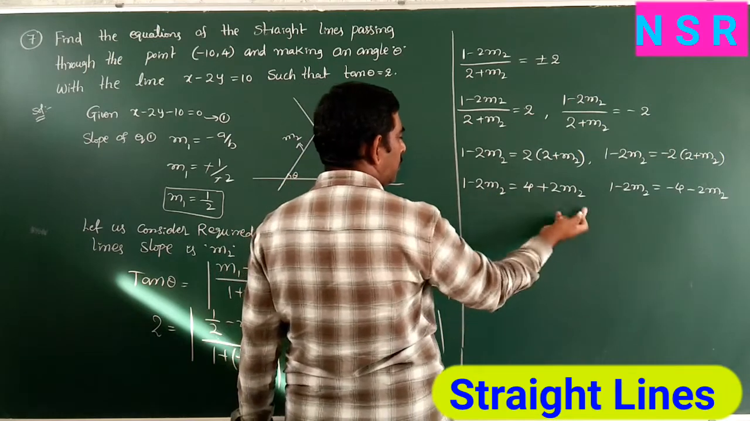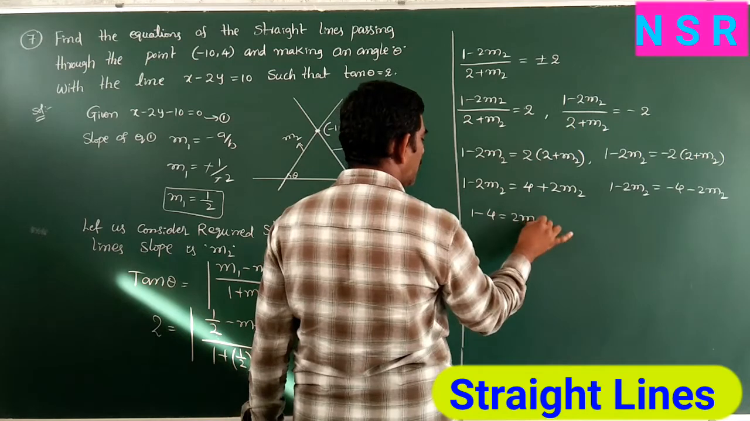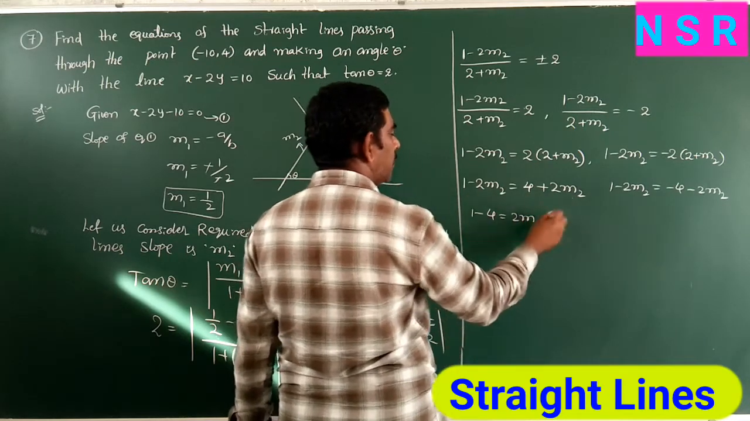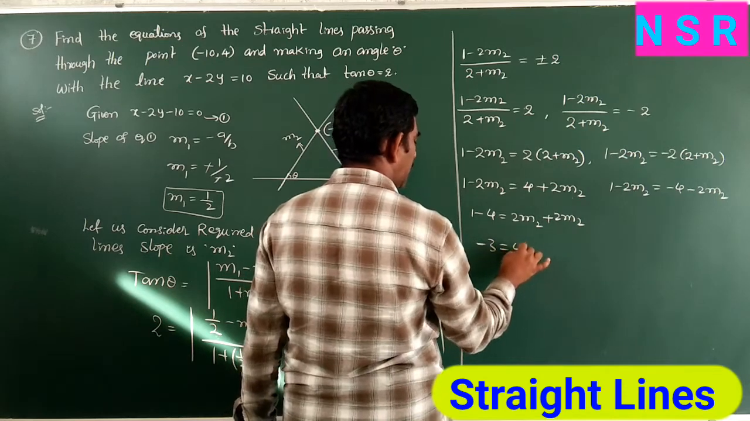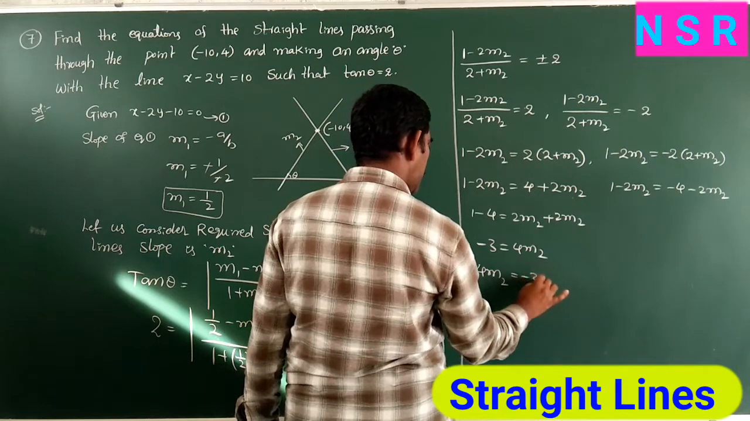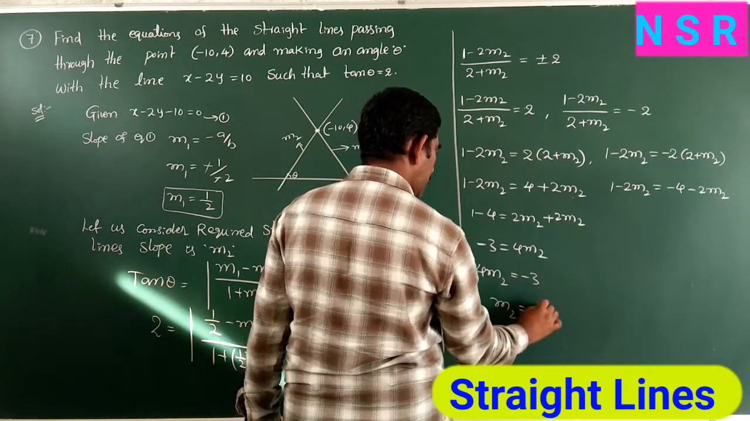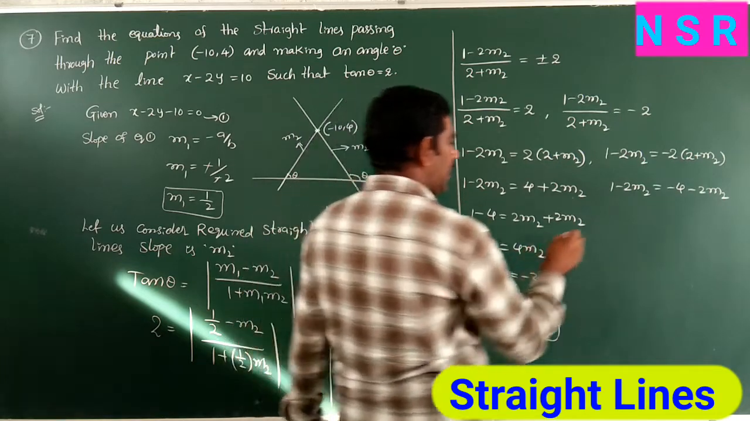So moving −2m2 to that side and 4 to this side, 1 − 4 equals, here 2m2 is already there, and moving the minus to this side it becomes plus 2m2. So −3 = 4m2. Now 4m2 = −3, so m2 = −3/4. So we get one m2 value here.